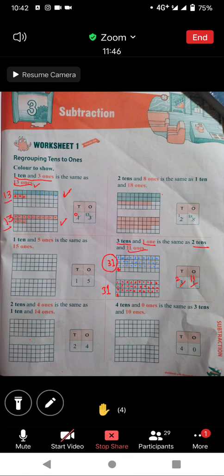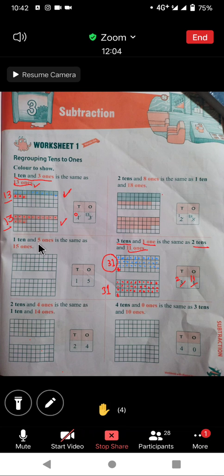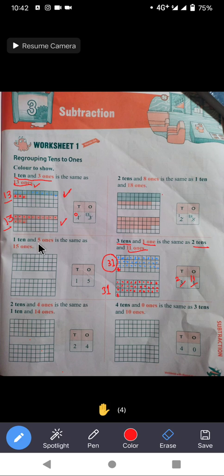Laiba Khan. Okay, once again I am explaining. So listen very carefully, those who have not understood it. Here we have 1 ten and 5 ones. This I am telling you. Okay, here we have 1 ten and 5 ones.